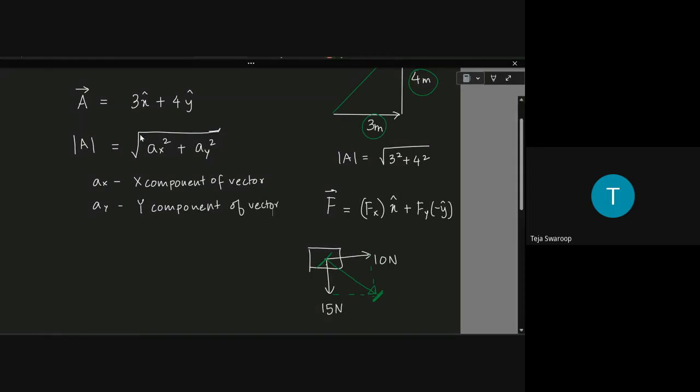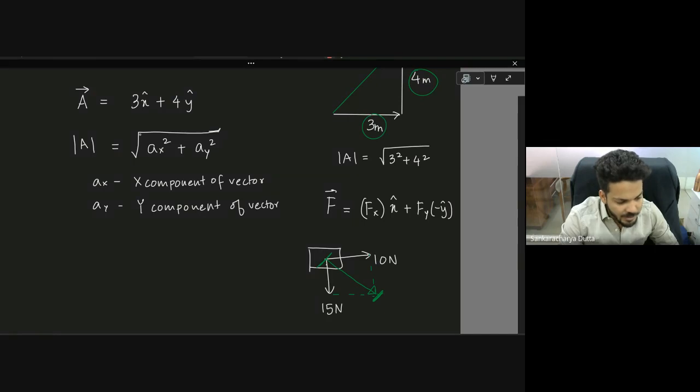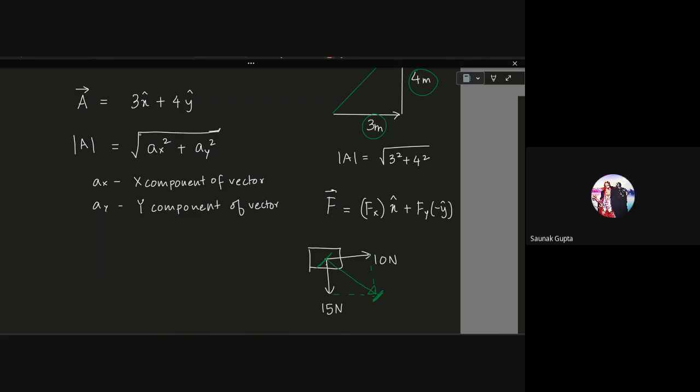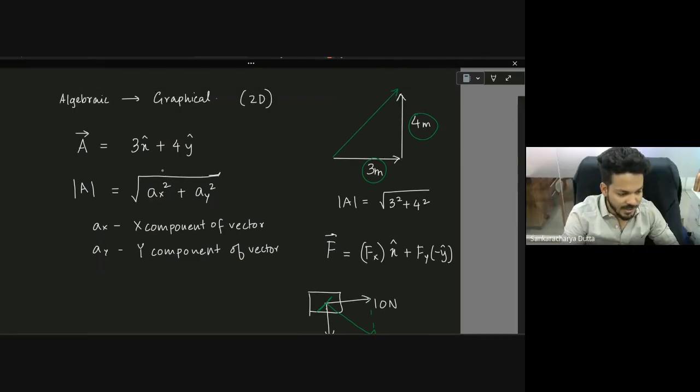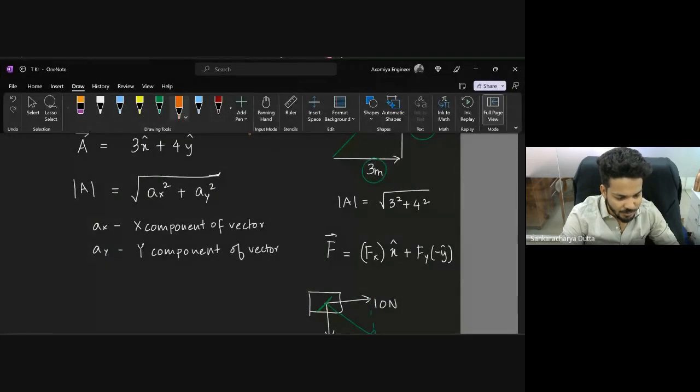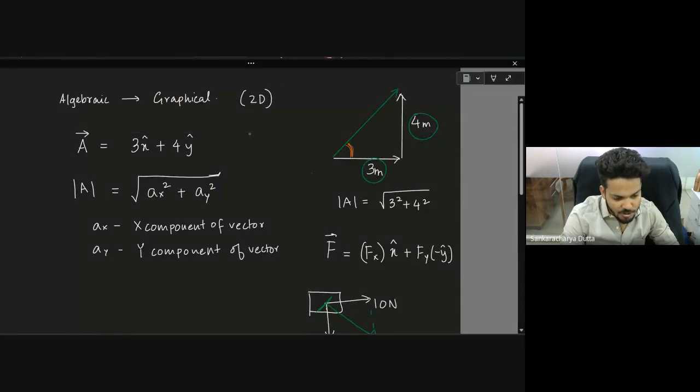Similarly, if I want to find out the direction, do you remember every vector quantity? If I ask you what is a vector quantity, you cannot just say the magnitude. You also have to say the direction. How do you give direction in the graphical format, guys? By using the angle. You forgot or what? We find out the angle with the horizontal x-axis. This is the theta that we are usually looking for.